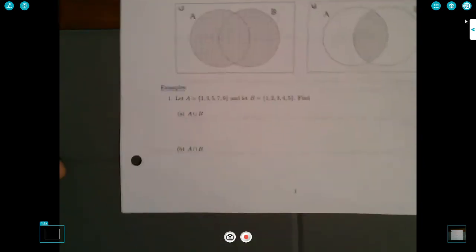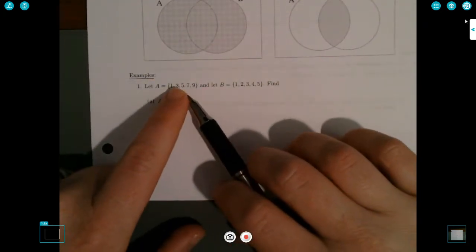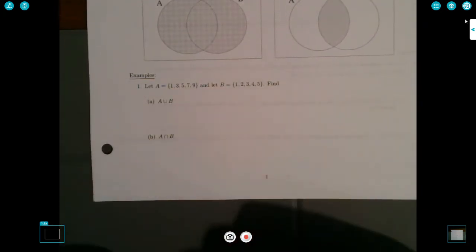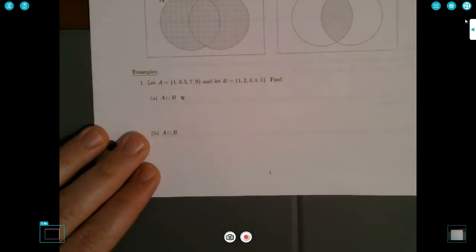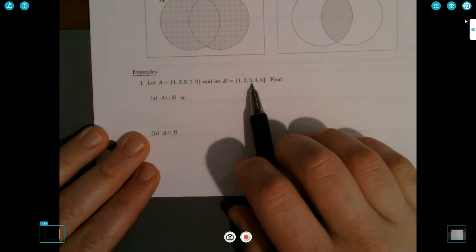So let's practice. A is the set 1, 3, 5, 7, 9. B is the set 1, 2, 3, 4, 5. Let's find the union of A and B. So A union B. This is when we combine the two sets.